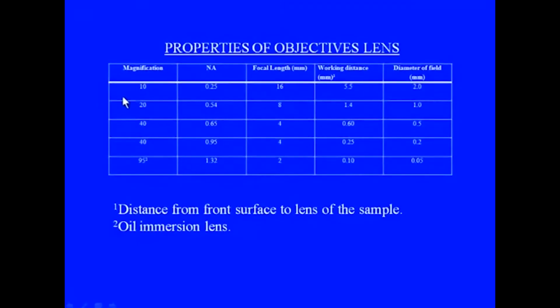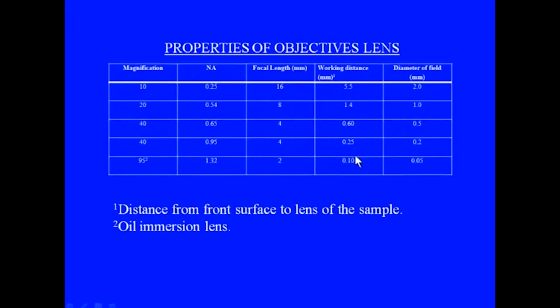Now, if you compare certain properties of objective lenses, like we are talking about, when you increase the numerical aperture, then you have to reduce the focal length. So, there are a few things which we need to relate here. For example, when you increase the magnification, as shown in this table from 10 to 95x, you can clearly see that numerical aperture also increases, but focal length decreases, that is, you are bringing the objective lens closer to the specimen. So, you are decreasing the focal length. Also the working distance decreases.